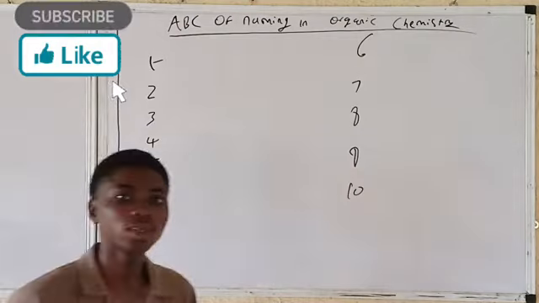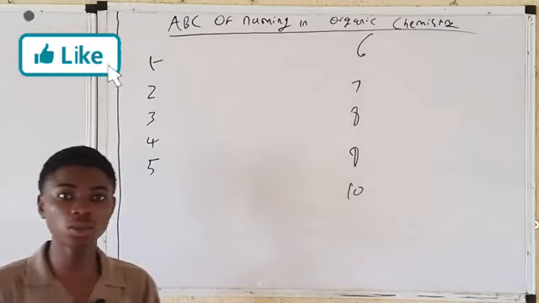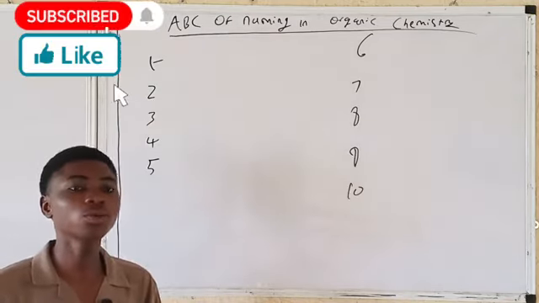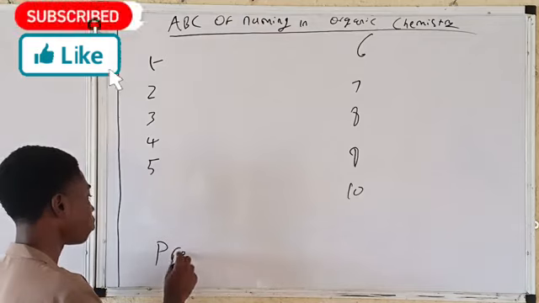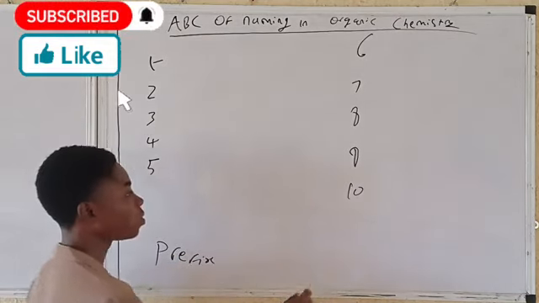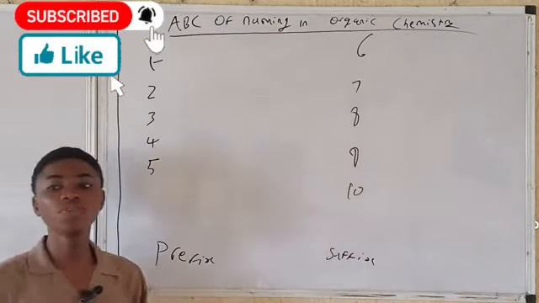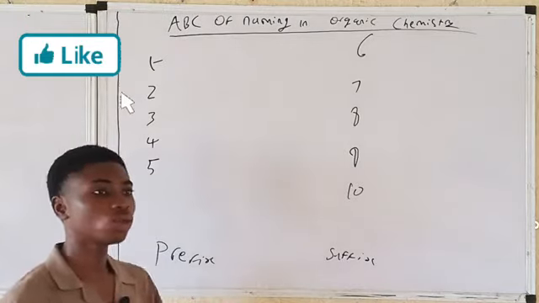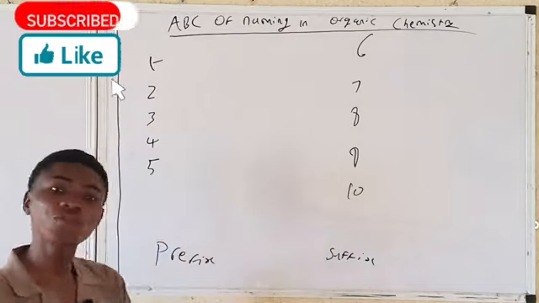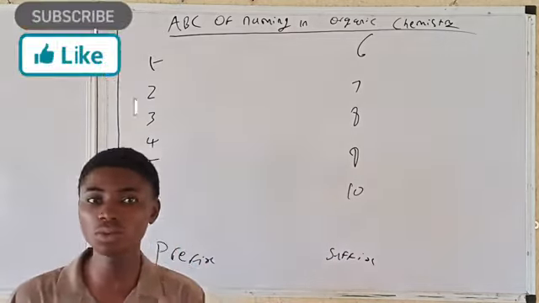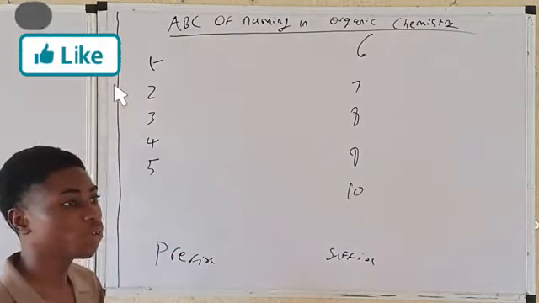So first, in an organic compound, there's something called prefix and there's something called suffix. The prefix is determined by the number of carbons, while the suffix is determined by the functional group. Just follow me. I'll make it as easy as possible. Now, let's talk about the prefix.